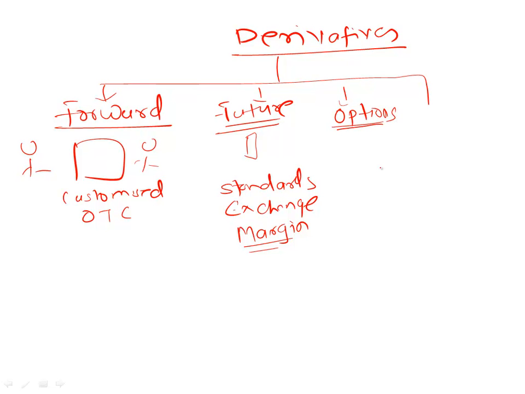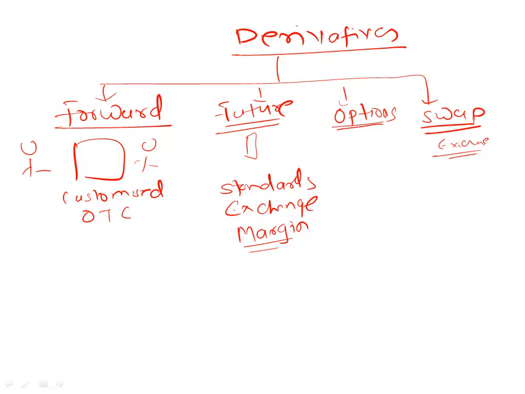The next type of derivative that we saw was options. These are one-sided, where one party at its will might decide to execute or not to execute the contract. And in order to get that right to decide, it would pay some compensation to the other party, which we called the option premium. And the last type of derivative contract that we saw was swap, where there's some amount of exchange involved between two parties.